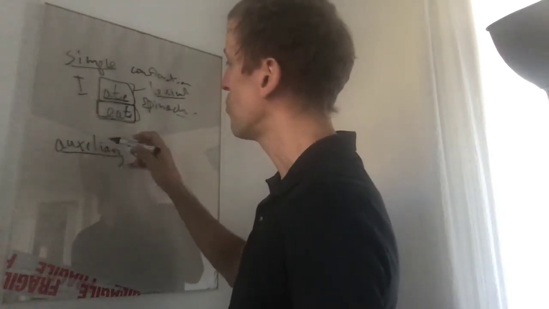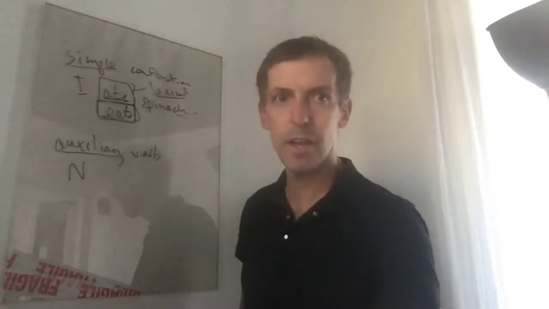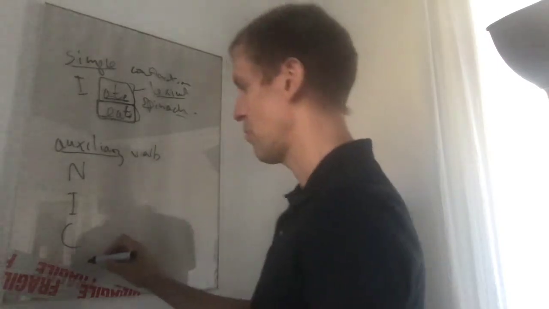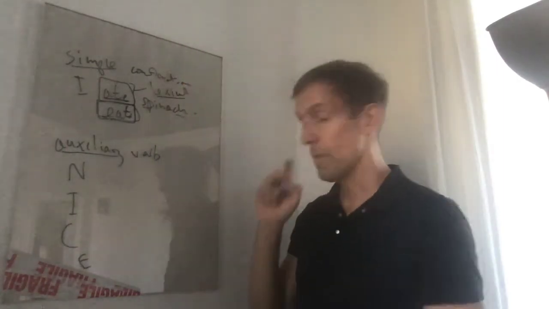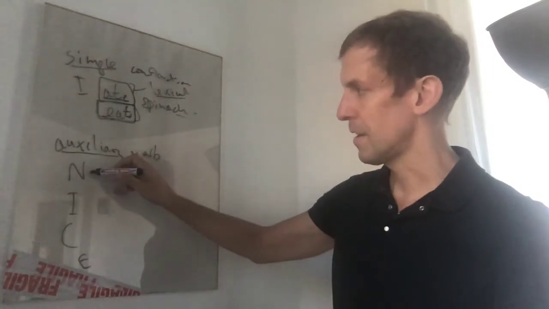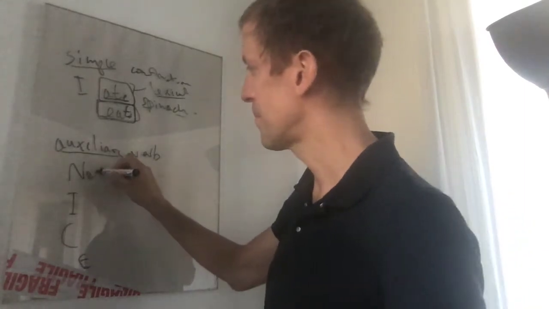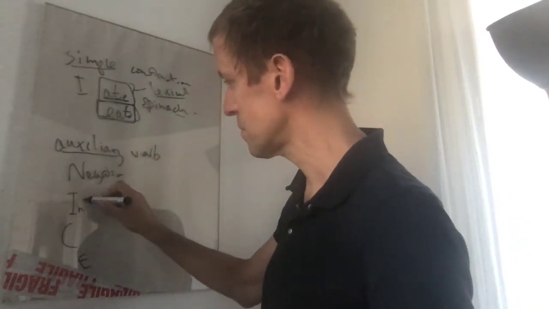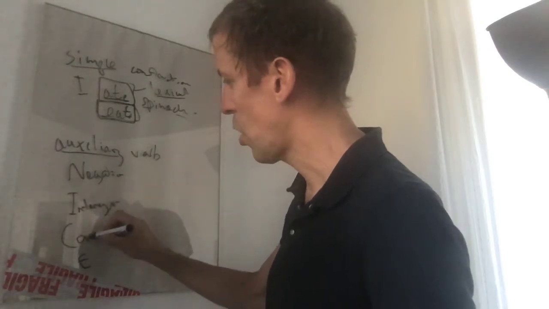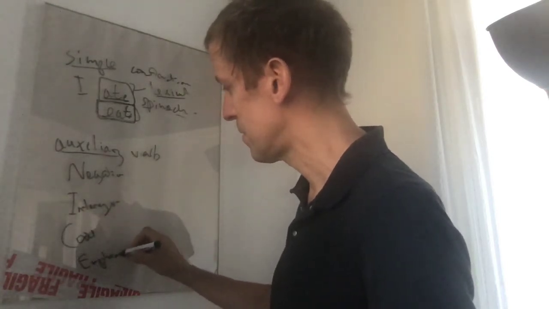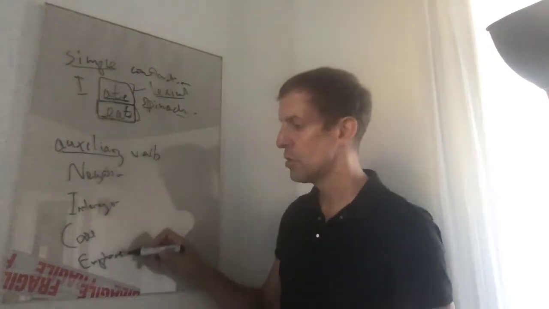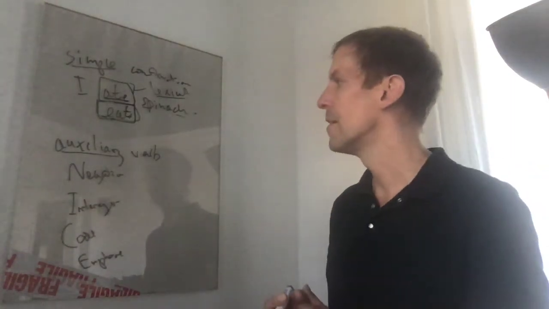But we can add, if we want to, for example, make a negative sentence, and I'm going to write N for negative, right? Make a question, interrogation, I, right? Sometimes we want to have a question tag. I'm going to write a C for that. Or if we want to emphasize, I'm talking about what are known as the NICE properties. Negation, interrogation, code and emphasis. Code, emphasis, right?